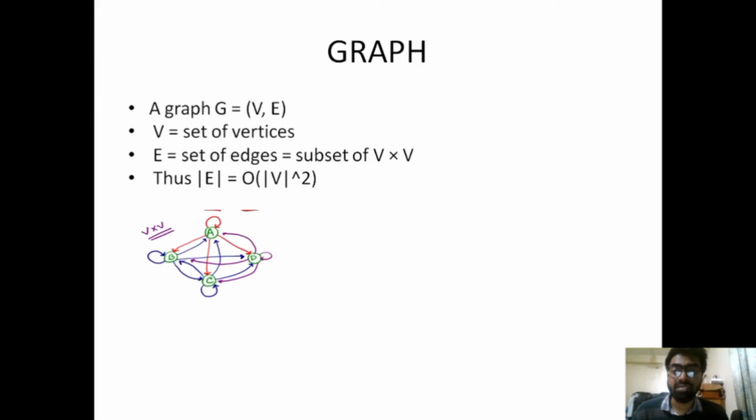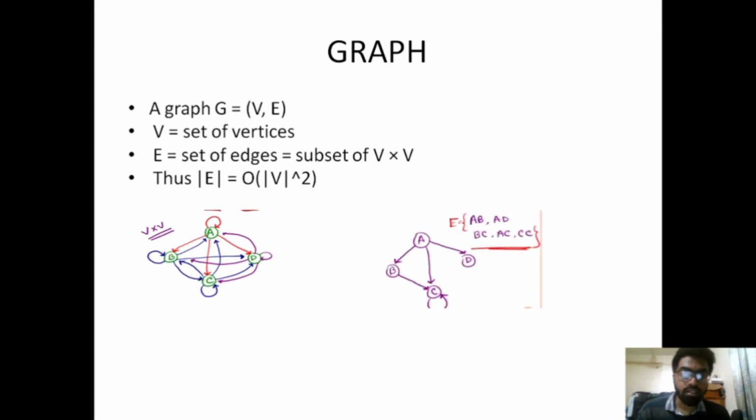So we can say that the maximum number of edges of this graph will be V times V, or V square. So the number of vertices is 4. So the maximum number of edges of this graph is 4 square, or 4 times 4 equals 16. So that's how we can calculate the maximum number of edges, or all possible combinations of a graph.